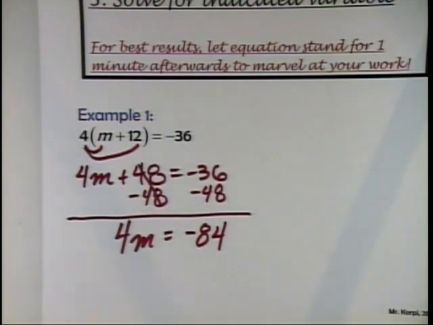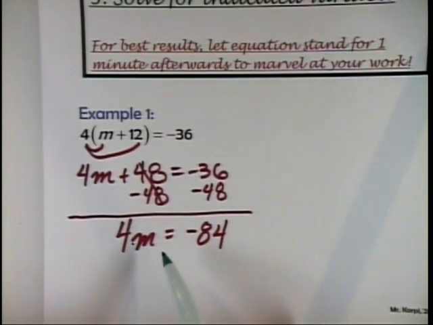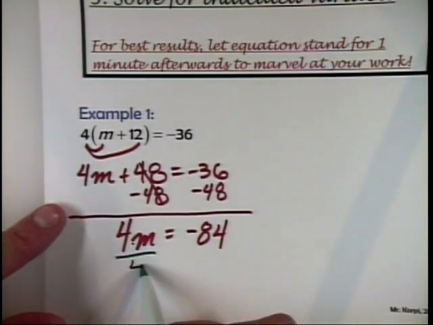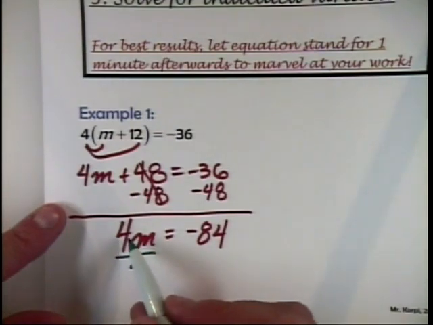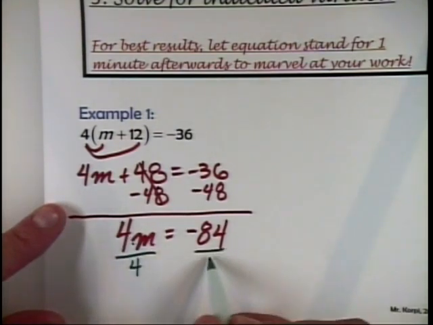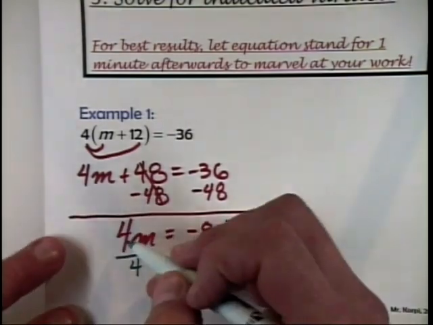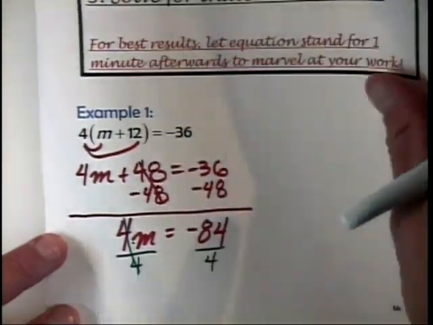To solve for m now, all we have to do is do the inverse operation over here. This says 4 times m. And so we want to undo multiplying by 4, and that operation is division. So the inverse operation of multiplying by 4 is dividing by 4. And so if I do it to one side, I have to divide it on the other. And your 4's will divide out.